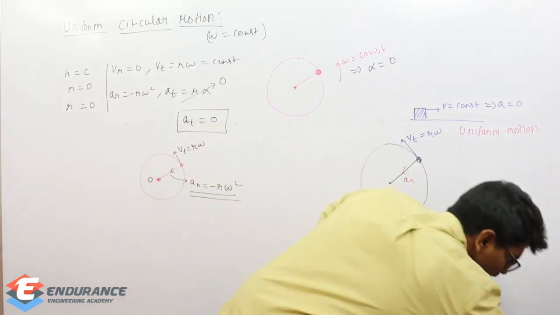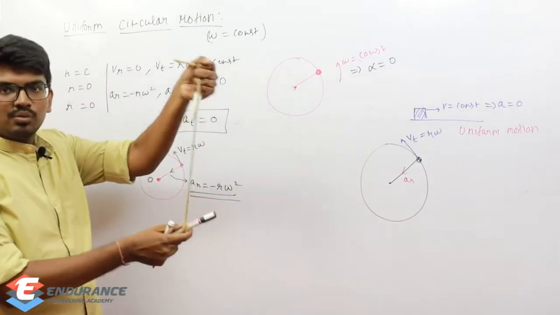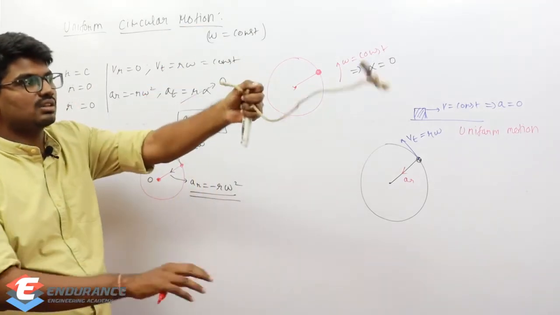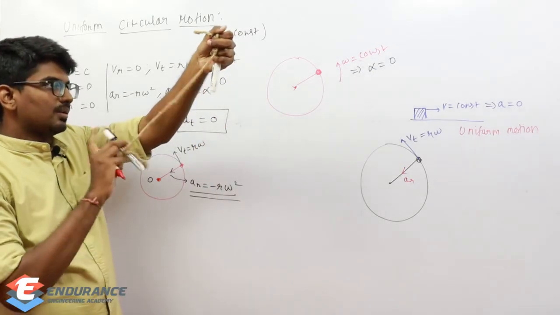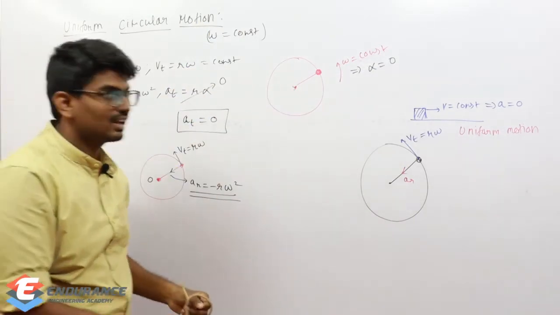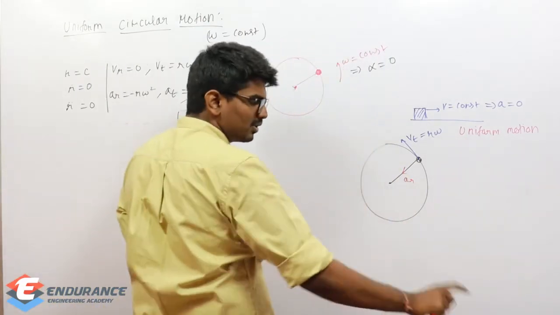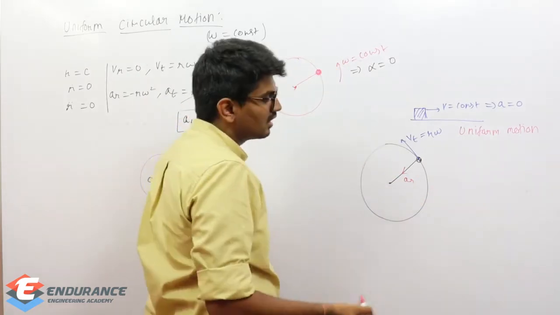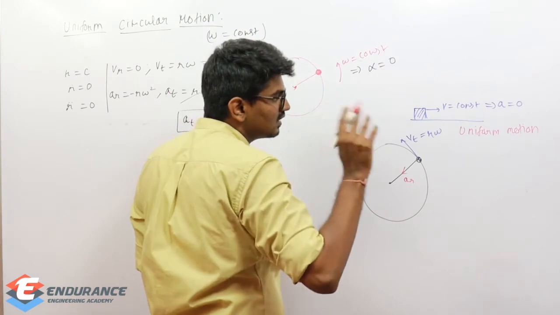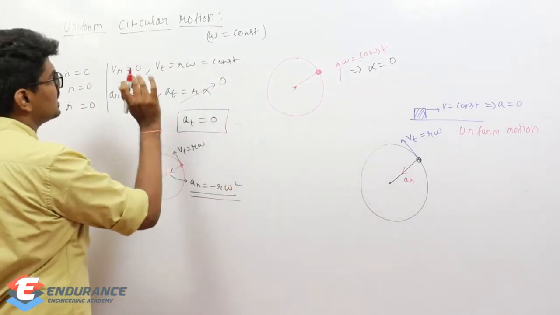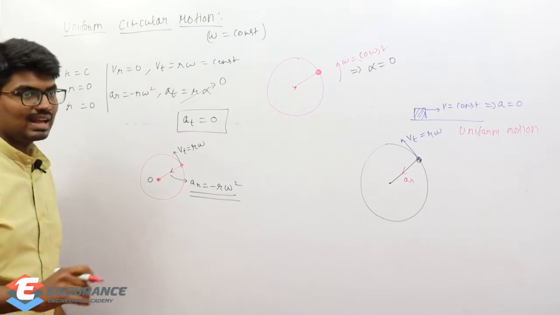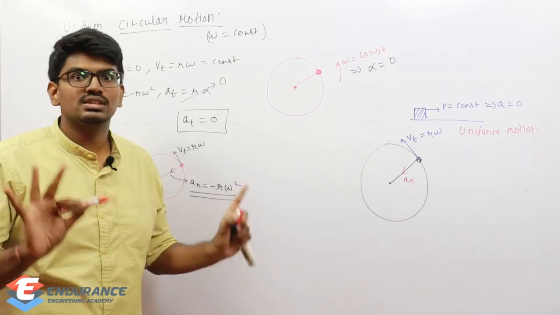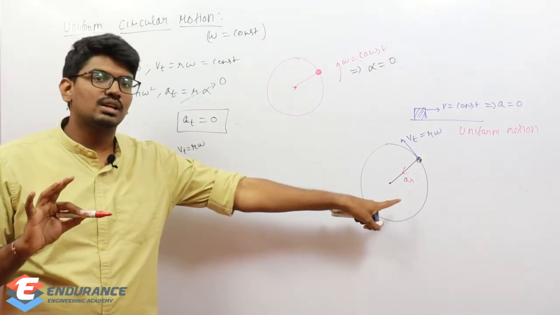I've given you a practical example also. If I'm holding it here and I apply velocity, there will be some acceleration which is going to pull, and because of that it is moving in a circular fashion. But if I'm not holding it and I just apply velocity, it will just move in a straight line, right? So even though velocity magnitude is constant, still acceleration exists, and that acceleration is responsible for circular motion. Without that acceleration, circular motion cannot happen.